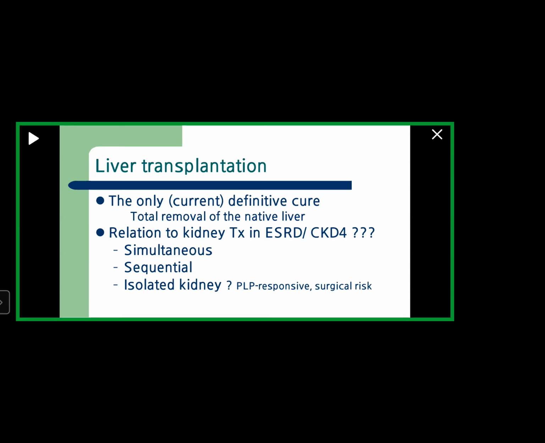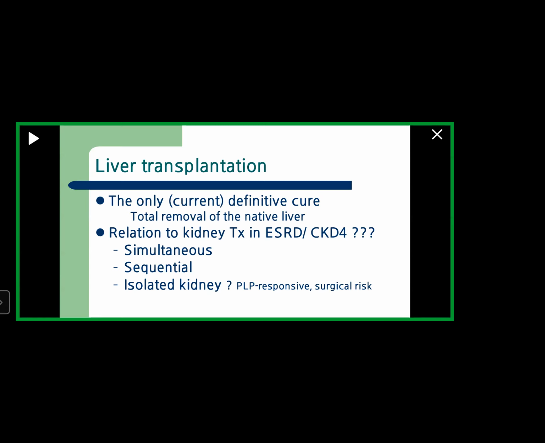Okay, kidney transplantation. Now, for type 1 primary hyperoxaluria, isolated kidney transplantation is not recommended. Some suggestions, tentatively, are talking about B6 responsive cases with surgical risk, because as we know, kidney transplantation is a less extensive surgical procedure than liver transplantation. Type 2 primary hyperoxaluria frequently, not frequently because not many of them reach end-stage kidney disease, but isolated kidney transplantation could be an option there.